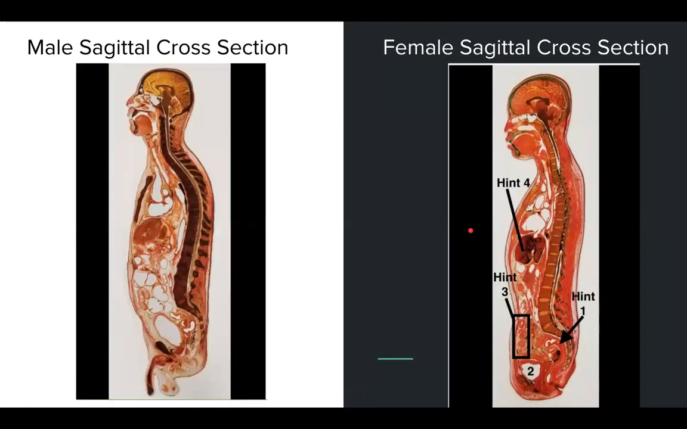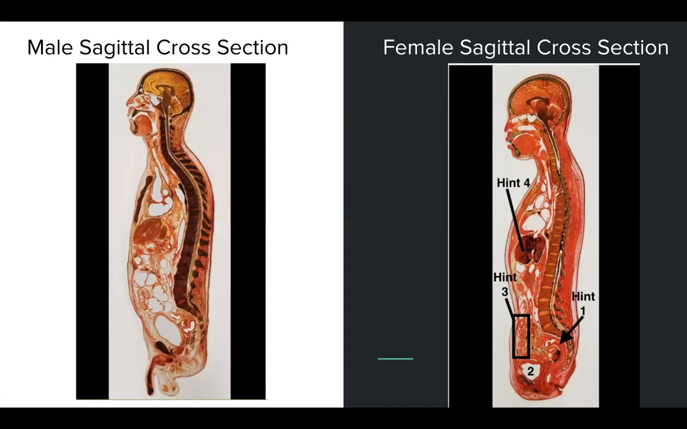So here is another sagittal cross-section of a male this time, seen on the left in comparison to the female cross-section seen on the right. So the structures in the cross-section of the males and females can be compared, as there are subtle structural and size differences between the two. So the same organs are shown in both the male and the female, which are the bladder, the liver, the large intestine, and then the small intestine.